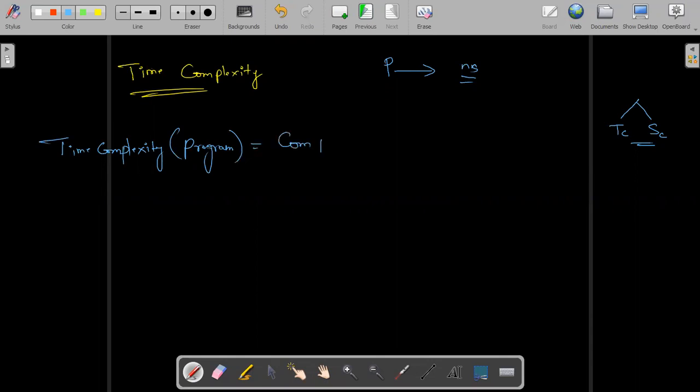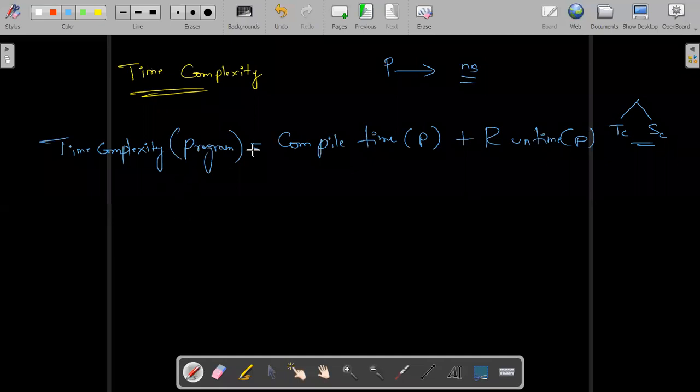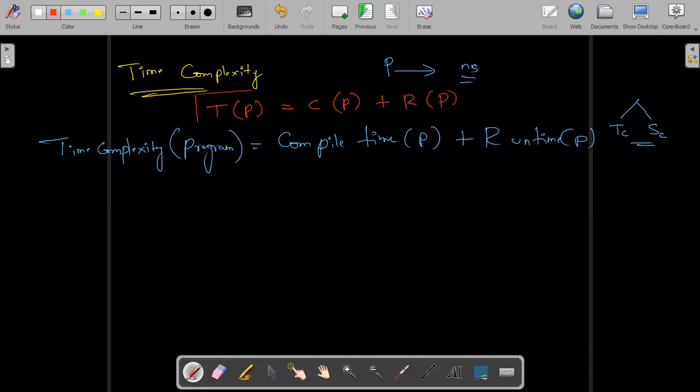Compile time, plus runtime. So for a program, this is the formula, you have to keep it in your mind. In short form, we will write it this way. So time complexity of a program is equal to compile time for a program plus run time for a program. Okay, so this is very important.